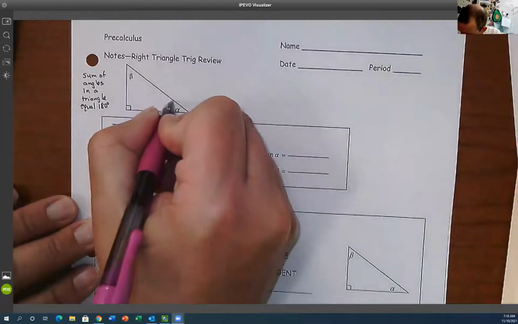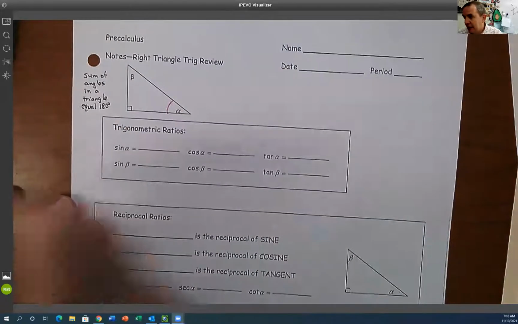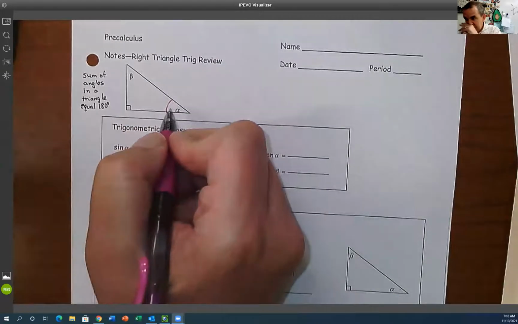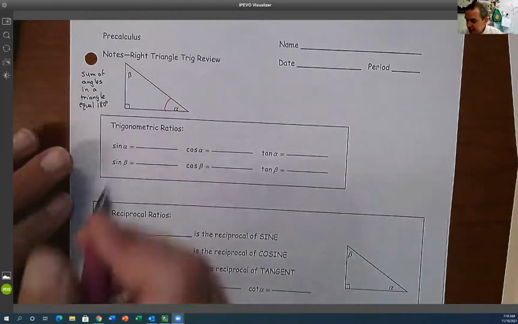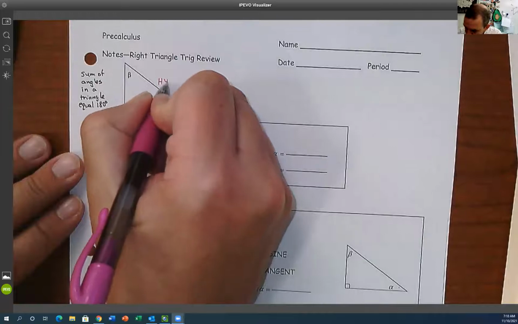Okay, so now the idea of our trigonometric ratios, it all depends upon what angle we're referencing. So let's say we start from this angle. That angle right there, angle alpha. So there are three sides. Now, I know when we did hypotenuse, we called them legs, but when we have them as a reference, we're going to rename those legs. So this guy is still going to be the hypotenuse.